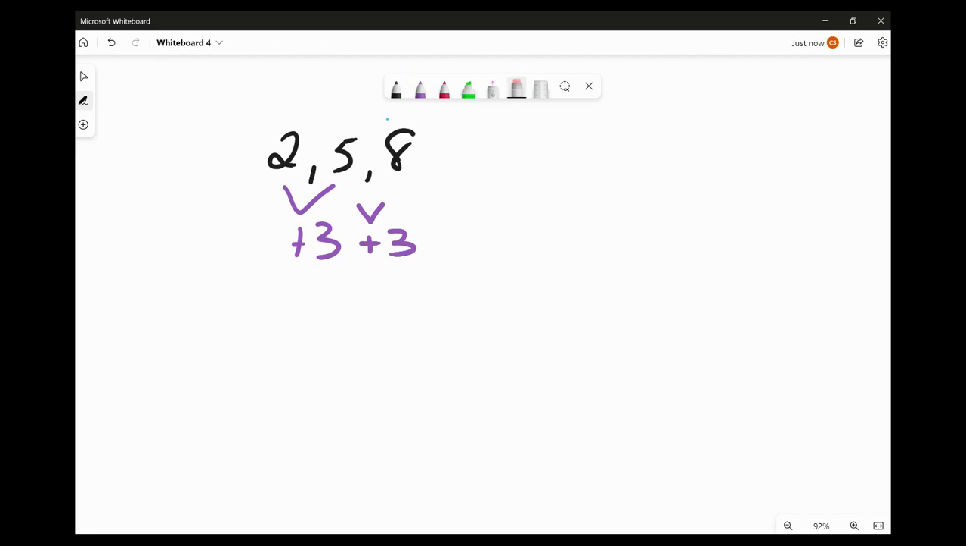The next number in the pattern will be 11, then 14, then 17. The pattern will continue. We're adding the same thing every time.